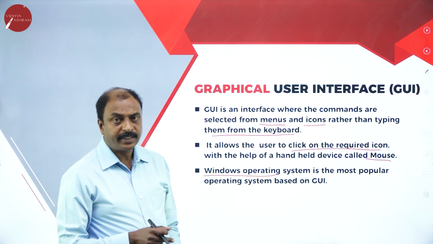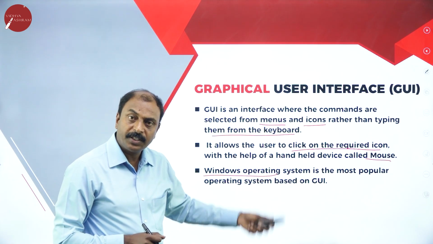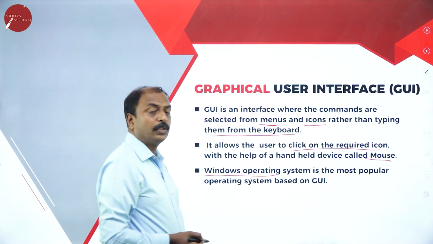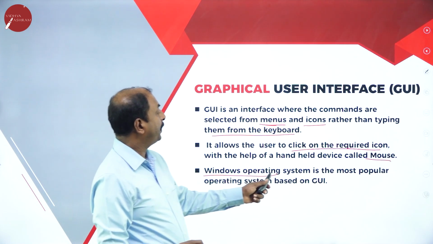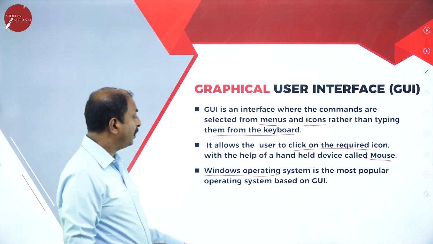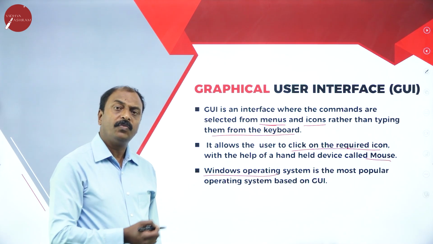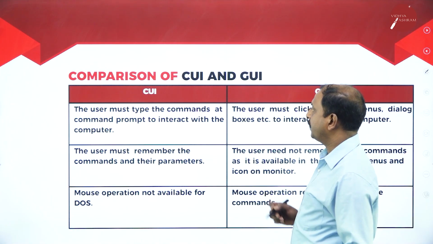GUI stands for graphical user interface. It is communication with the computer through menus and icons by using a device like the mouse. The Windows operating system is an example of a GUI operating system. This is another type of interface. Now let us see the difference between these two types of interfaces.